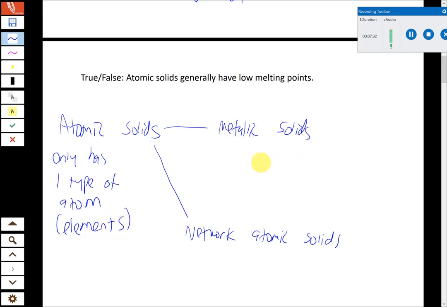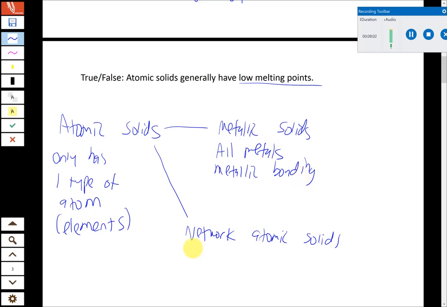So metallic solids, all metals are going to be classified as metallic solids, so that's a subcategory of atomic solid. And in this case, what we want to think about, if we're talking about melting points of different types of substances, is what are the forces that are holding together the atoms in these types of solids. And in metallic solids, you're going to have the metallic bonding, as we call it, the sea of electron model that's holding all the atoms together.